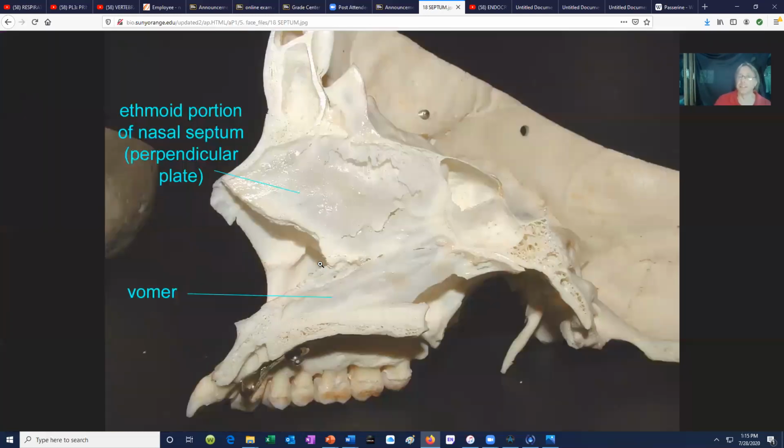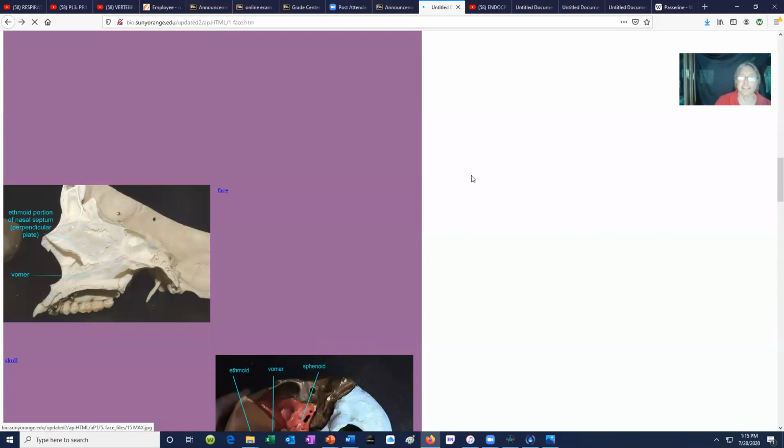But here you can see a beautiful specimen where you can see that in addition to the ethmoid, which is making part of the nasal septum, you can also then have this bone of the face, the vomer. And so thus the two lateral halves of the nasal cavity are separated.